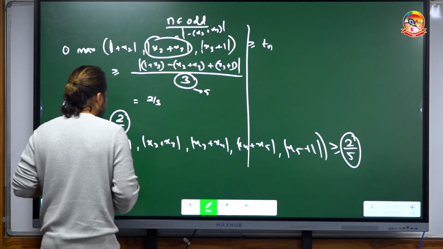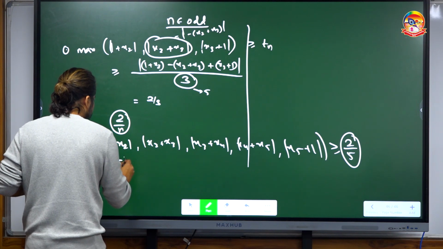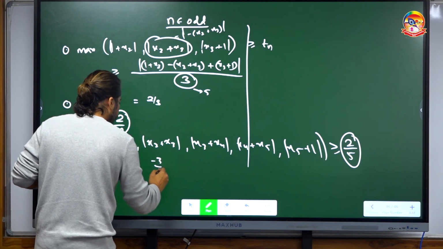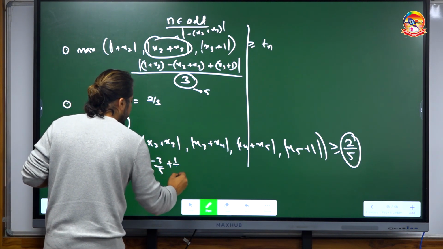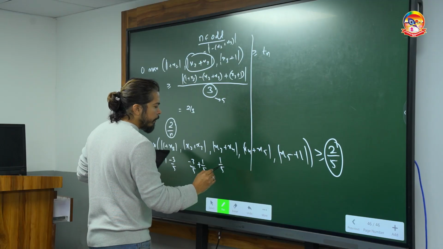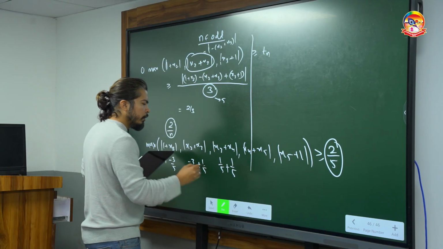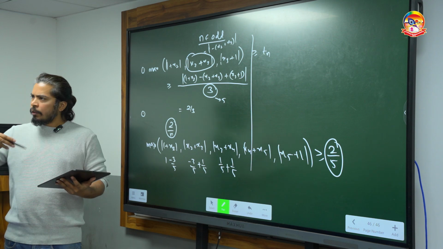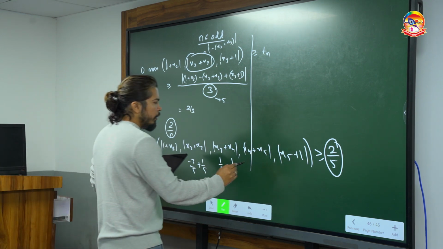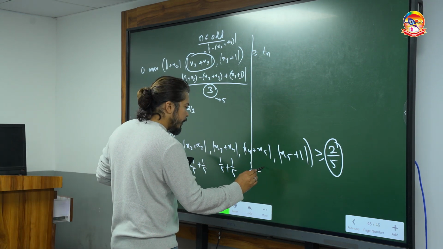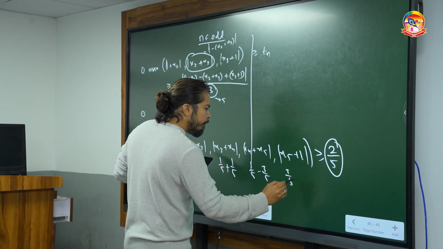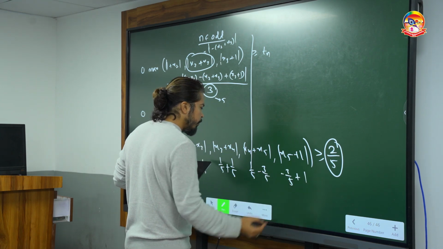So for 2 by 5, what we can do here is keep this as minus 3 by 5, then maybe say plus 1 by 5. Just for the symmetric case, it's better to keep that as 1 by 5, because the same thing will happen from the other side as well. We'll keep this as 1 by 5, this is minus 3 by 5, this is 3 by 5, minus 3 by 5, this is plus 1, okay?